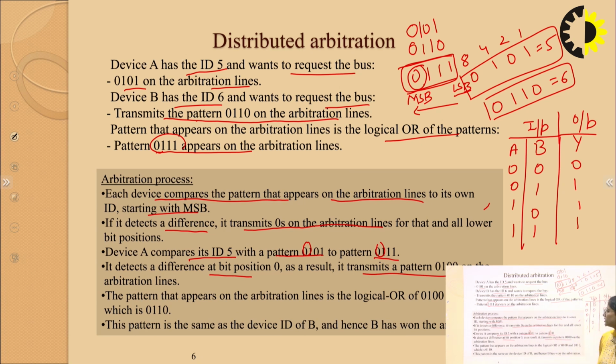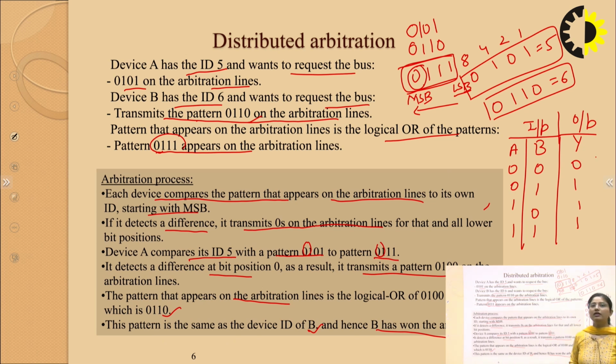It will do the logical OR of both the operations, like 0101 and 0111. When there is a difference, it will not do this. After doing the difference, that is subtraction, we will get 0110. This pattern is the same as device B. Device B is 0110. So here device B has won the arbitration.